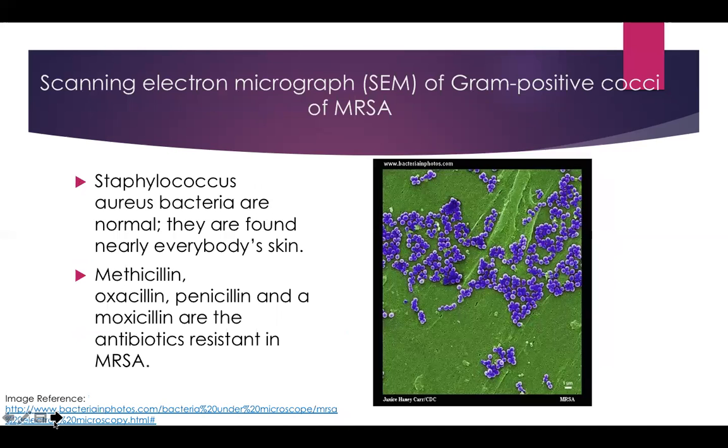So this is an SEM, otherwise known as a scanning electron micrograph, of gram-positive cocci of MRSA. So we have Staphylococcus aureus bacteria on our skin. That's very normal. However, there is the antibiotic resistant version, which is the MRSA.